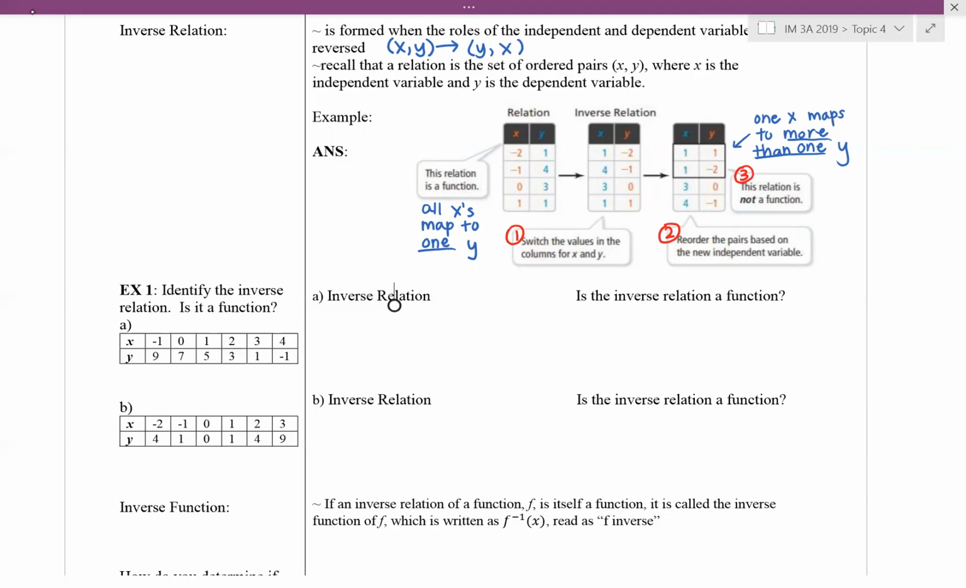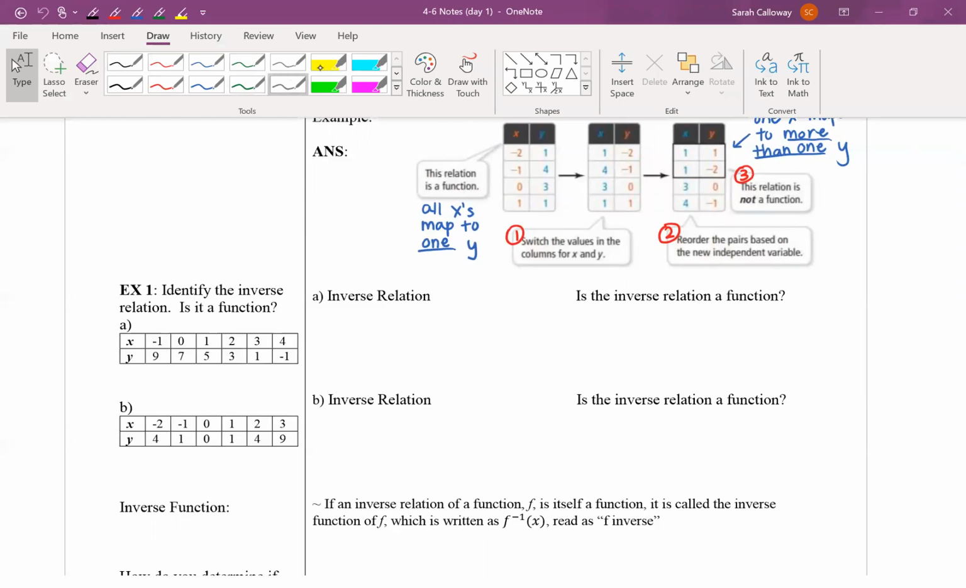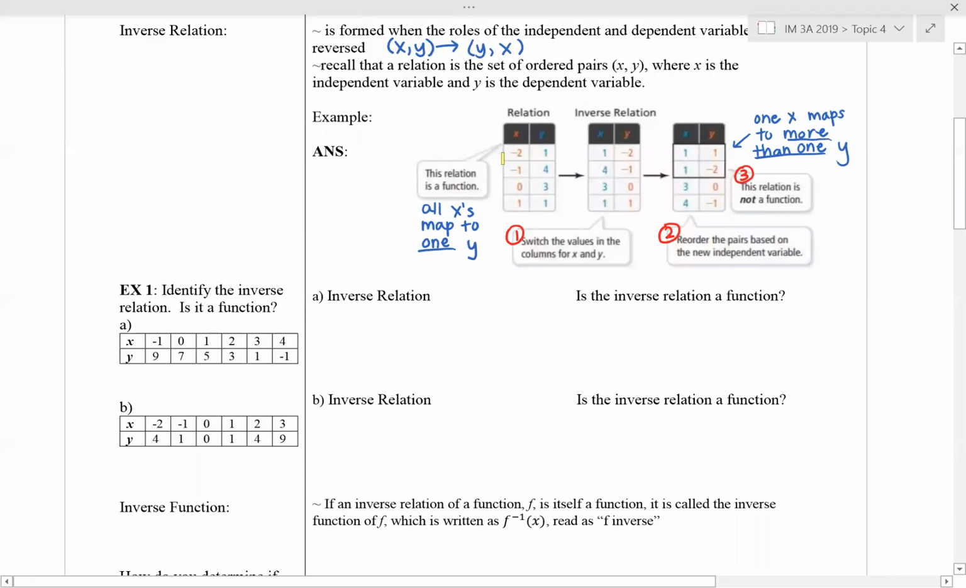To determine whether something is a function, notice that in the original, all of the x's map to one y. So all my x values are different versus in the new inverse relation, I have two repeated x values. Two of these points have an x value of 1. And what we notice if we group them in order now so that they're together is that the y values are different. And so since that one x value, 1, maps to two different y values, 1 and -2, that means that this inverse relation is not a function.